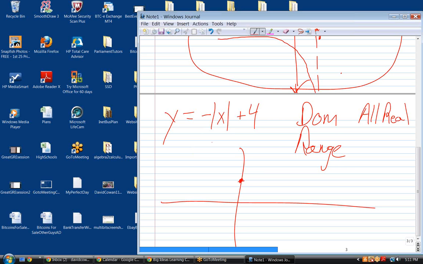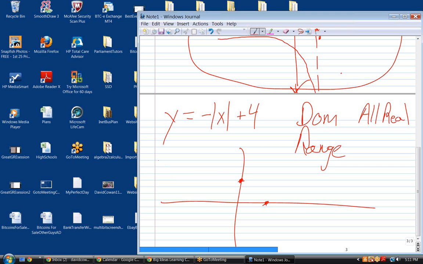When I plug in 4 for x, I take the absolute value of 4, which is 4, and I put the minus sign in front of it, I get minus 4 plus 4. So when x is 4, y is 0. So that point's on the curve. When x is minus 4, what's y? So when x is minus 4, it is 8.